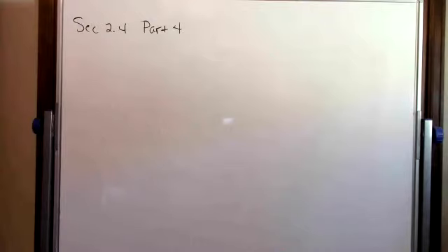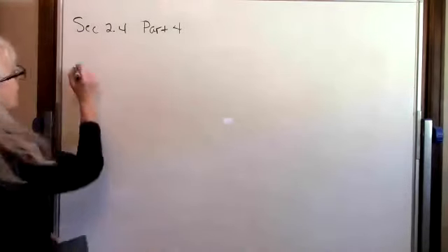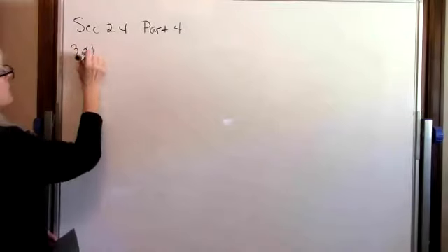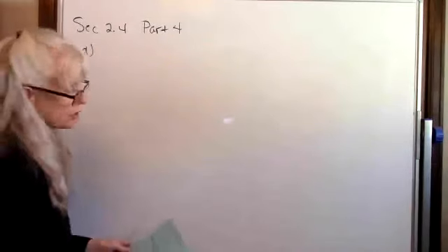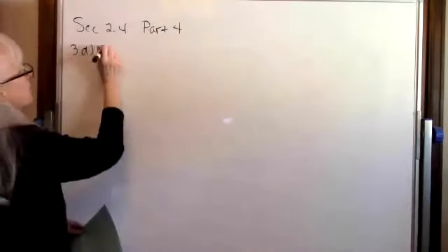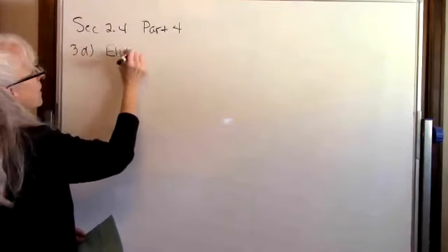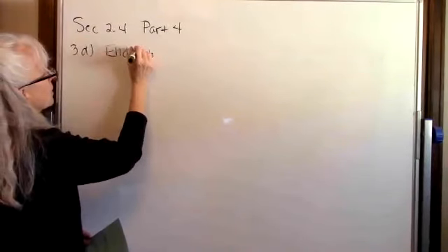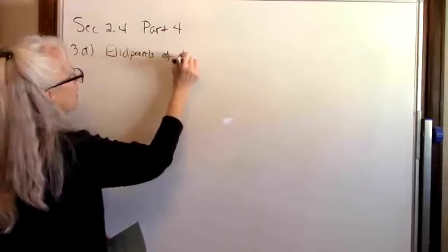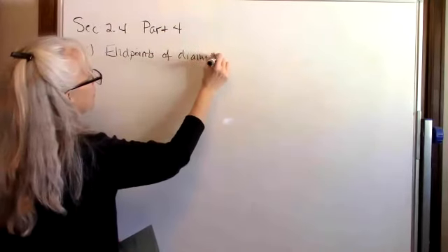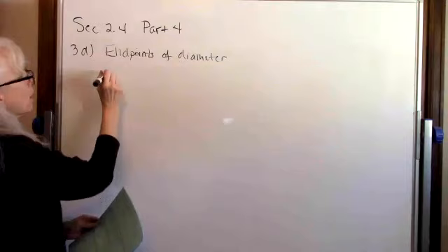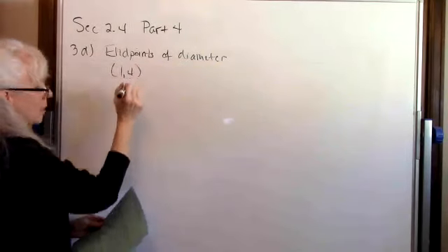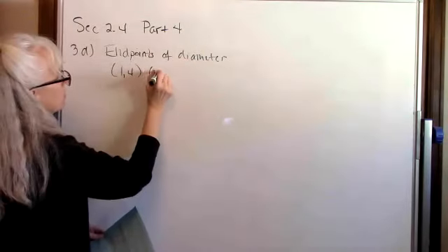So in part 4, we have a couple more examples to work. We're actually going to work example 3, part D, because it's on the next page. It's easier to take a break there. This time, they're telling us the endpoints of the diameter are at (1, 4) and (-3, 2).